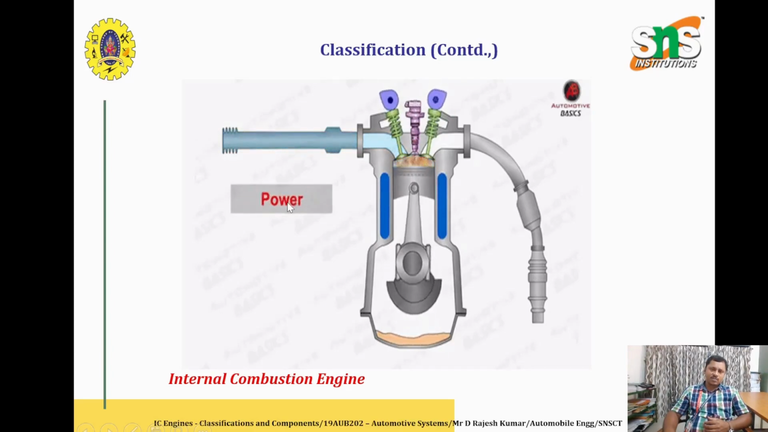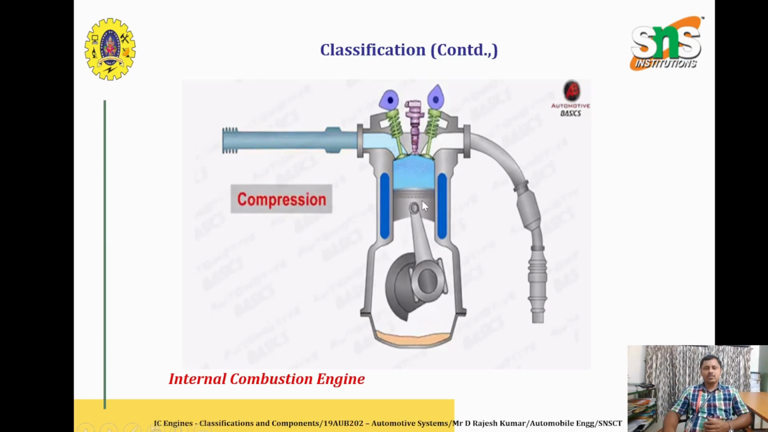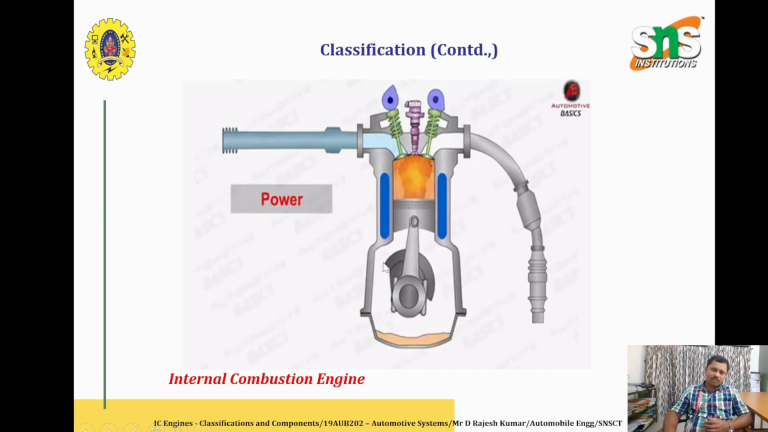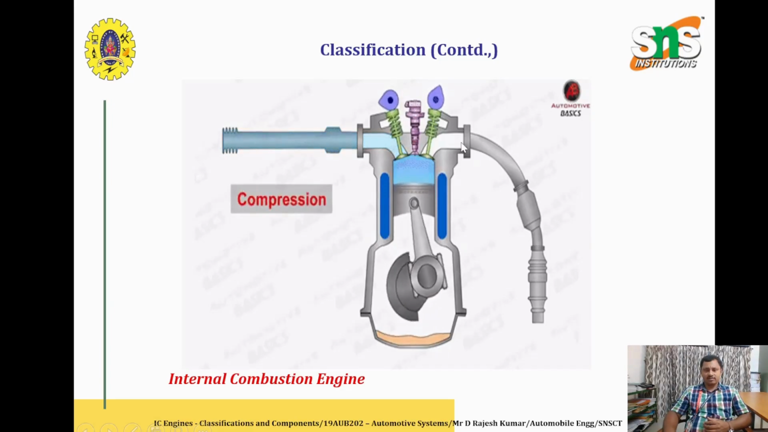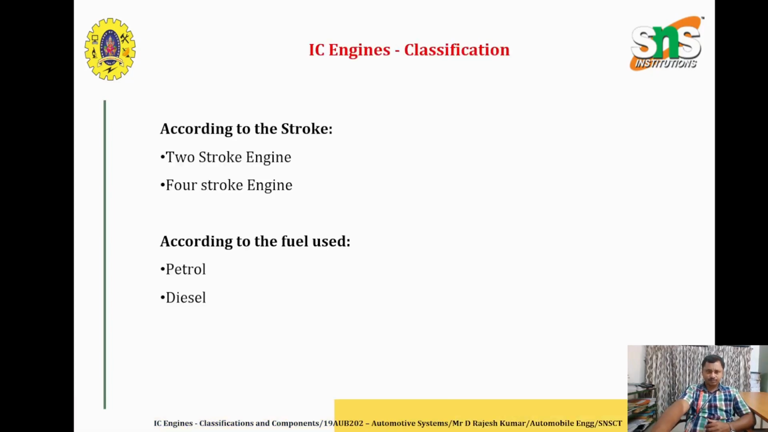After compression, a spark is produced, so that the heat energy is converted into mechanical energy. This mechanical energy is used to reciprocate the piston, and then the reciprocatory motion is converted into rotary motion. Finally, the burnt gas is sent out by the exhaust valve. So this is how an internal combustion engine works.